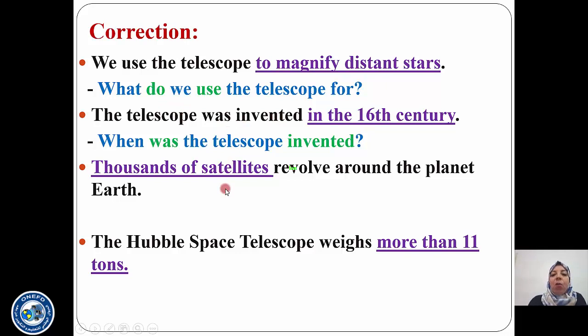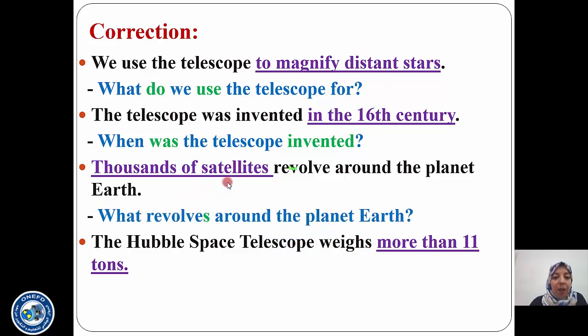Thousands of satellites revolve around the planet Earth. So this underlined phrase, thousands of satellites, is the subject of the sentence. Now, what is the question you ask to find a subject? So it can be who, if it is a person, or it can be what if it is an object, and in this case it is what.